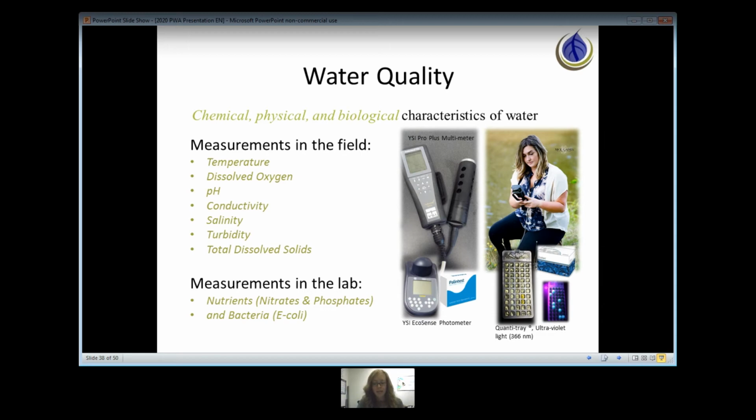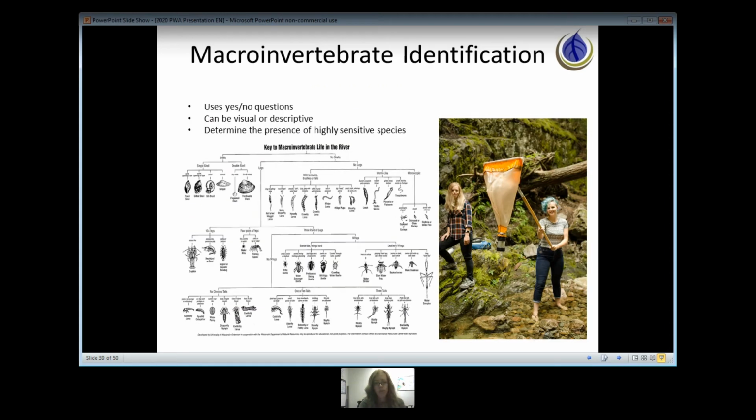And we also take some samples at predetermined sites that we have and bring them back to our lab to measure the nitrates and phosphates, which would be the extra nutrients coming out from fertilizers or pesticides. We look also at bacteria levels, such as E. coli, which can be an issue when it comes to recreational activities in our waters. We've also been doing in the past some macroinvertebrate identification, just looking kind of at the health of our river through these bioindicators.